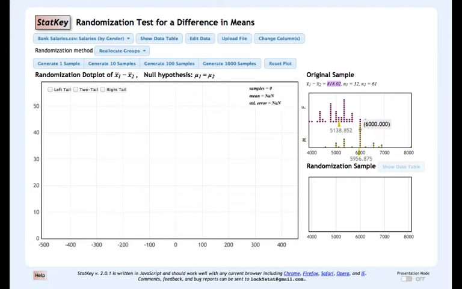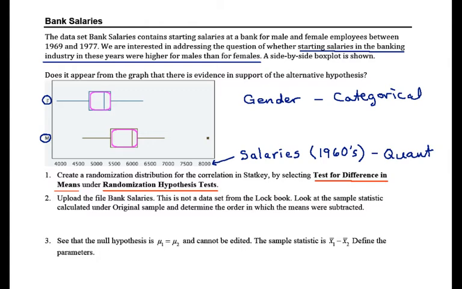The designation is somewhat arbitrary, because what StatKey actually does is it starts looking through the data, and whichever gender it comes across first ends up being its first sample. So there's no way to predict in advance unless you've looked at the data set or just come to this page and seen what the actual numbers are. So what we have determined is that it is giving us x1 bar minus x2 bar, where 1 is male and 2 is female.